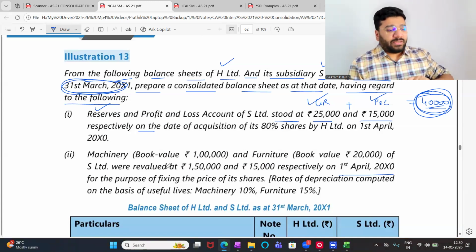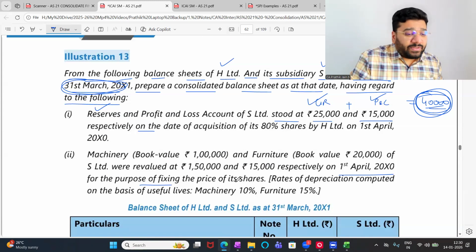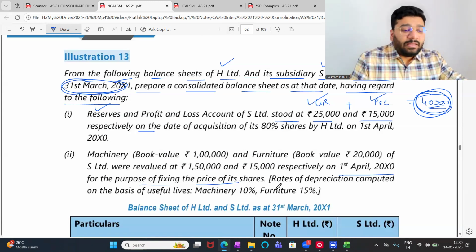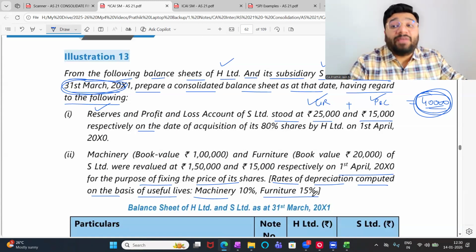The machinery and the furniture is revalued for the purpose of fixing the price of its share. Means they want to get the true net asset of the business. Rate of depreciation computed on the basis of useful life is: machinery 10%, furniture 15%. You are lucky fellow. They have given the rates.